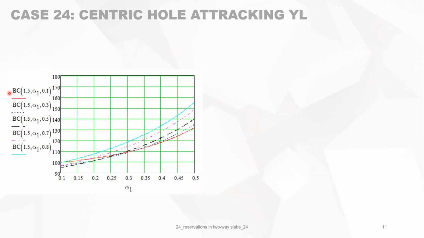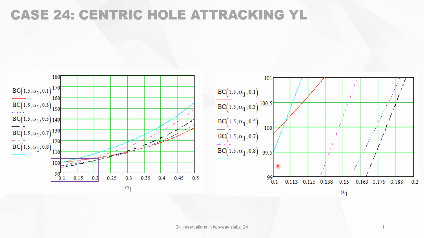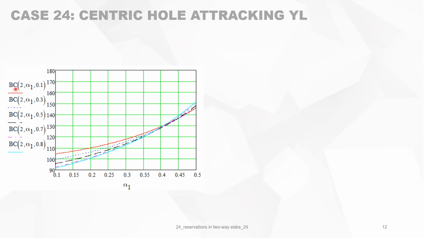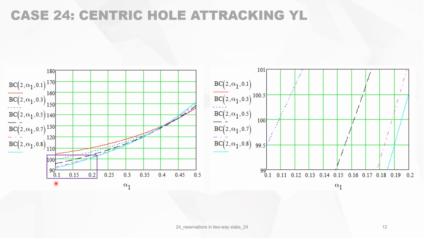We can now go for alpha equals 1.5. We do the same exercise. We blow this area up, and you see that these are the different values that you must take care of. And then we take alpha equal to 2, and you see now the pattern, and it's always a little bit the same: for small reservations, you have a small reduction in bearing capacity.